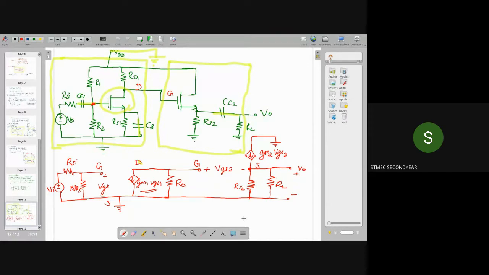Okay, so this is our circuit diagram for the common source amplifier followed by a common drain amplifier, or we can say source follower. Now we have drawn the equivalent circuit. So this is the equivalent circuit, that is, this is the common source part and this is the common drain part. Now we have to do the analysis.